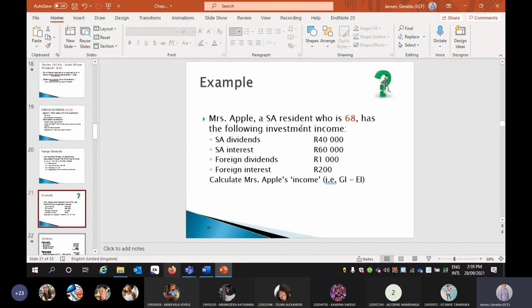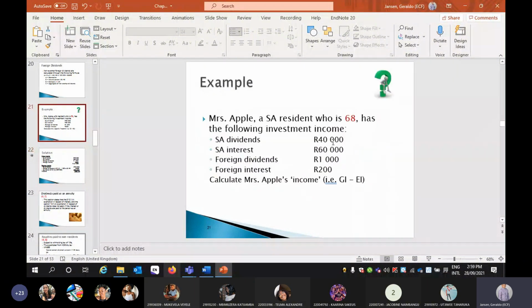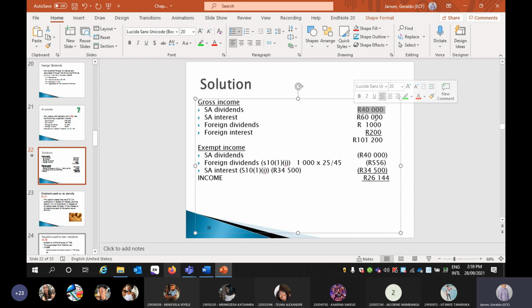Mrs. Apple, a South African resident who is 68 years old, has the following investments and income: South African dividends, South African interest, foreign dividends, foreign interest. Calculate Mrs. Apple's income. Obviously, we know all of that should be included in gross income. All of them: dividends, interest, foreign dividends, foreign interest. Now we need to look at what will be exempted. South African dividends, full amount. It's a local dividend.